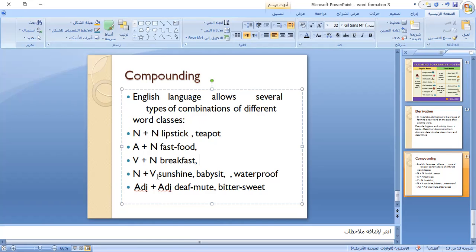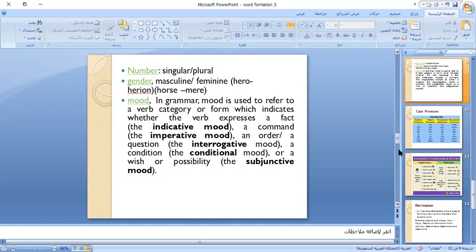Now noun plus verb, like sunshine. Shine is the verb and sun is the noun. Babysit, baby is a noun and sit is the verb. Waterproof, which prevents water from getting to clothes or to the body. Then adjective plus adjective, for example, when you say deaf-mute, bittersweet. So two adjectives are combined together.